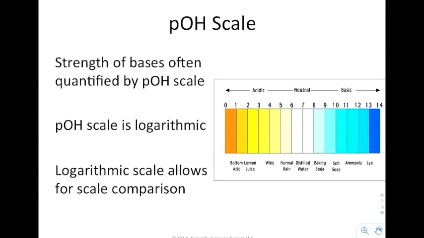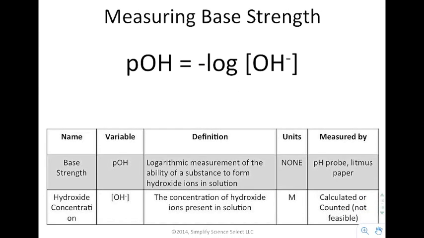Next, we need to talk about the pOH scale. Sometimes we quantify the strength of bases based on what's called a pOH scale. The pOH scale is basically the same thing as the pH scale. They're very, very similar. The only difference is instead of looking at hydroniums, we're going to be looking at hydroxides. It's the same logarithmic scale. It's based on trying to look at different factors of 10. So you have the same formula. The only difference is OH versus H. When you're looking at pOH, you're looking at the negative log of the hydroxide concentration.